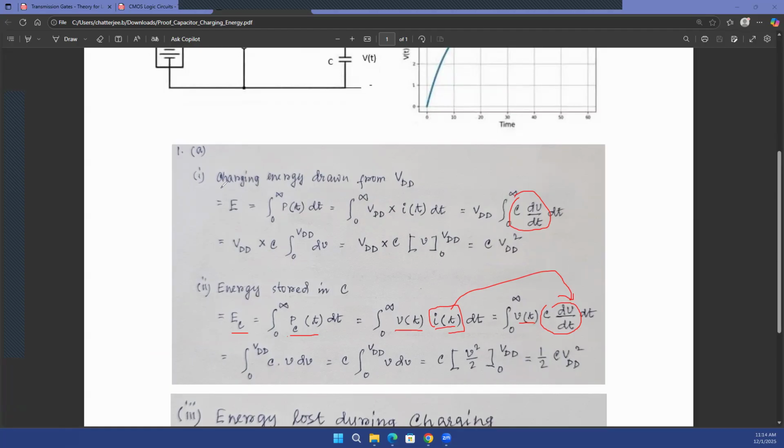In the previous case, you were trying to find out the energy drawn from VDD. So your voltage was equal to VDD and the current was whatever current you are drawing from VDD. That is the difference between these two scenarios: in the second case, as you're talking about the energy of the capacitor, you're only interested in the voltage and current of the capacitor and not in VDD.